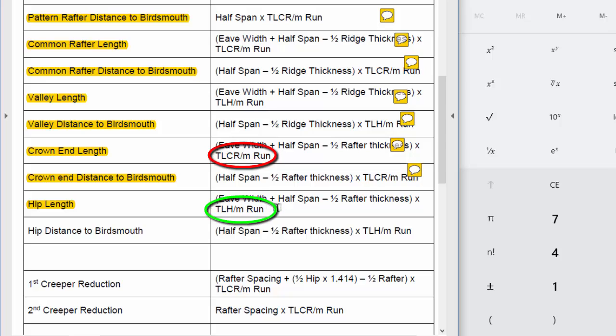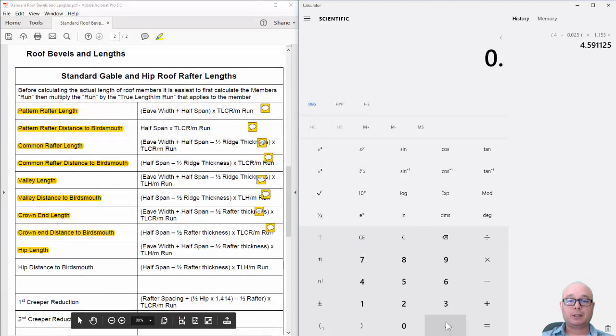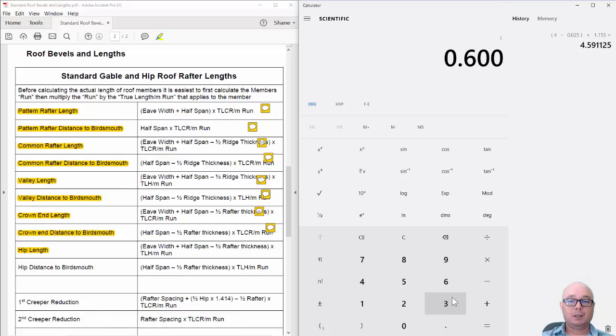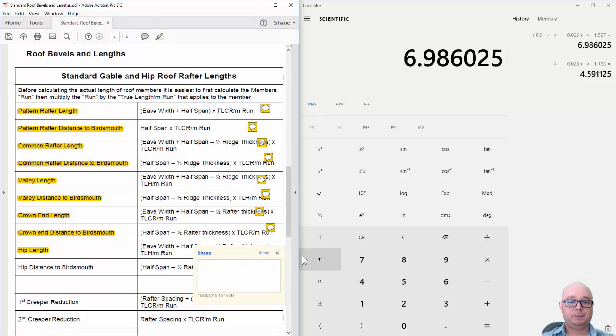if you're determining a hip, you multiply the run by the true length of hip per metre run. So inputting that into the calculator, we start with the brackets, and the eave width is 600 millimetres, which is 0.6 metres, plus the half span, which is again 4 metres, and minus half the rafter thickness, which is 25 millimetres, which in metres is 0.025. Close the bracket. We then multiply that by our true length of hip per metre run, which was 1.527, and equals, and the length of our hip is 6.986 metres. So I'll just sticky note that there, 6.986.